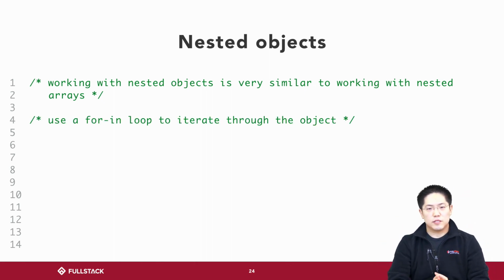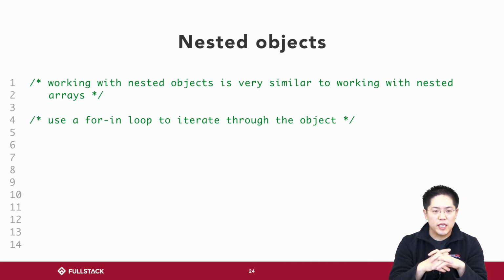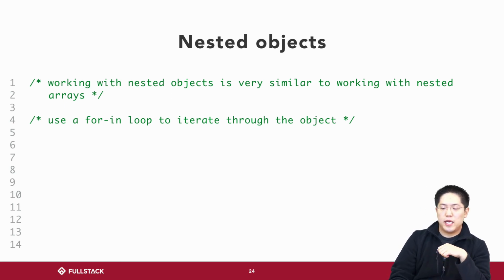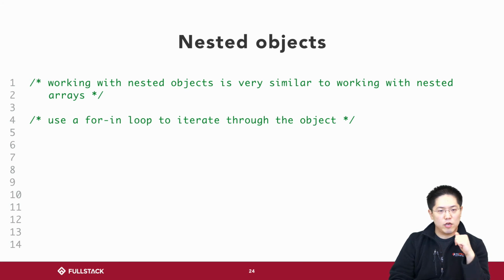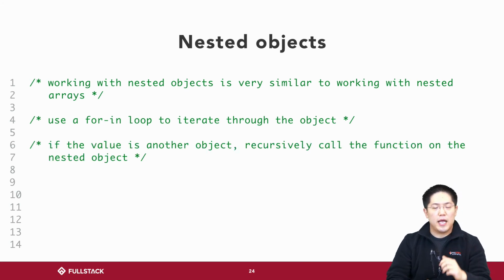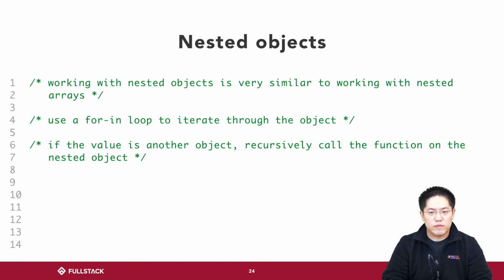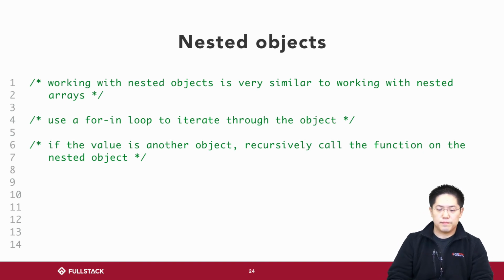Let's talk about nested objects. Nested objects are very similar to nested arrays. Nested objects just means that you have a JavaScript object where a key can have a value that might also be an object. Instead of using a normal for loop, we can use a for in loop to iterate through the object. And if the value is another object, just recursively call the function on the nested object.